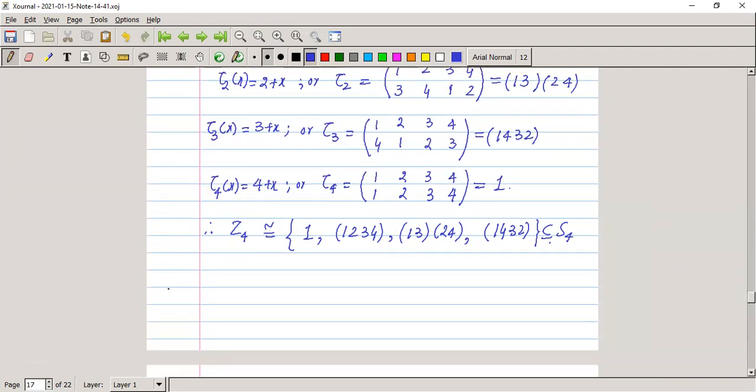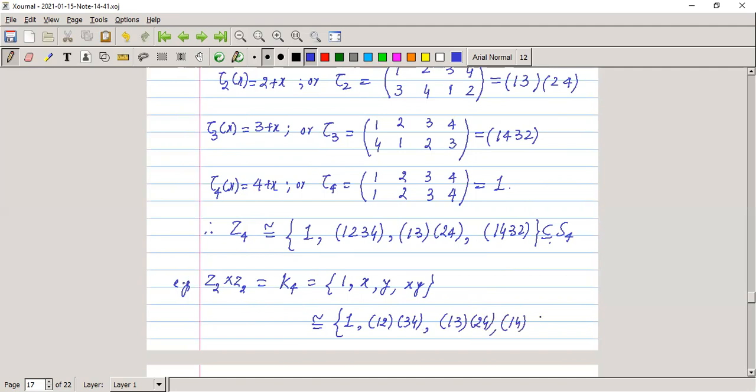Now similarly we can take one more example. Z2 cross Z2, which is actually the Klein 4-group, and it contains the elements of the form identity element, X, Y, and XY. And it can similarly be seen that this group is isomorphic to a subgroup of S4, and it contains the identity element, the element (1 2 3 4), the element (1 3)(2 4), and the element (1 4 2 3). So with this we stop the lecture here.